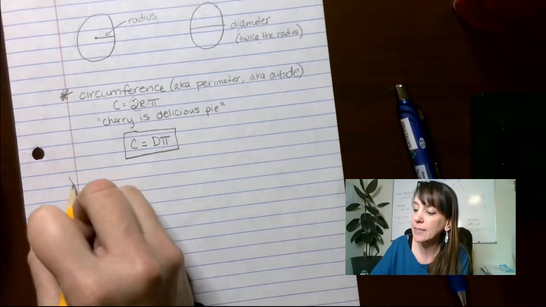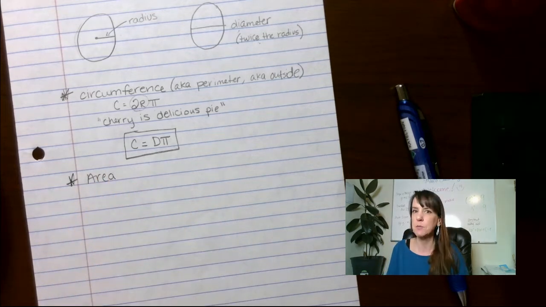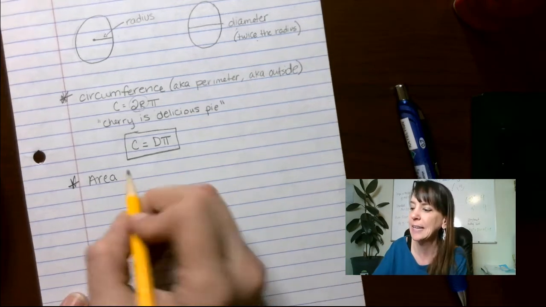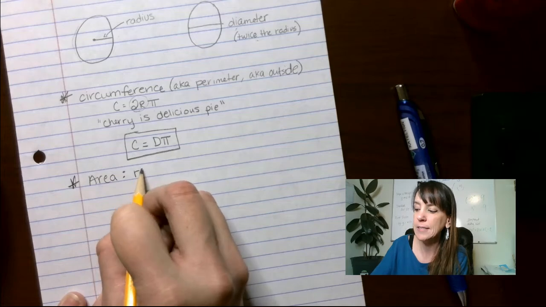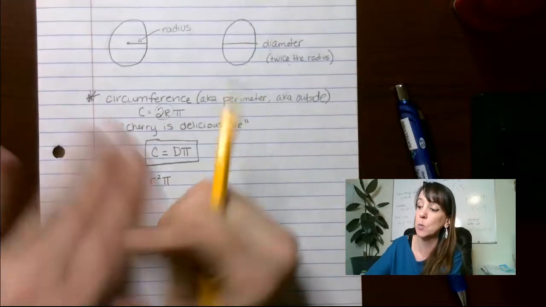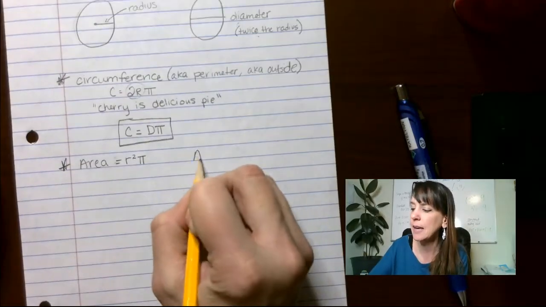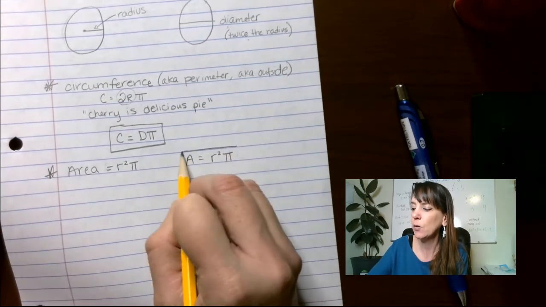Okay, the area, this is another big one. When we have an area of a box, we multiply length times width. Area of a triangle, we multiply base times height, divided by 2, that kind of thing. The area for a circle is found by doing the radius squared times pi. So the formula is A equals radius squared times pi right here.